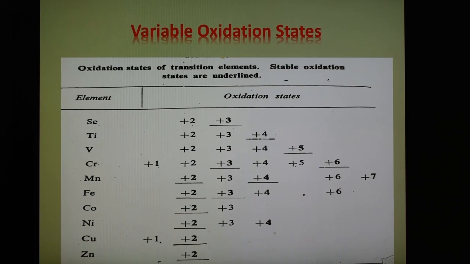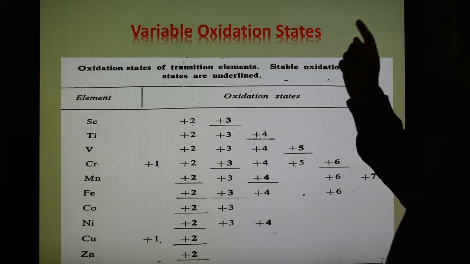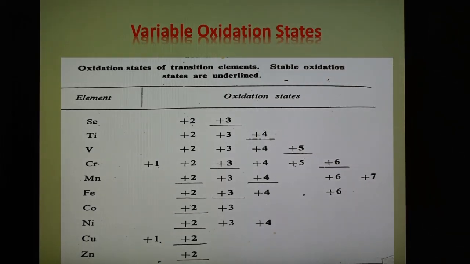This table shows the variable oxidation states exhibited by the transition elements, and from this table some points can be noted. First of all, variable oxidation state means one element can be present in +1, +2, +3 oxidation states; one element can show different oxidation states.